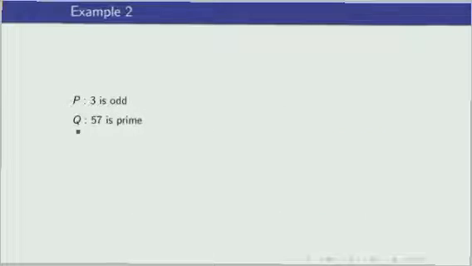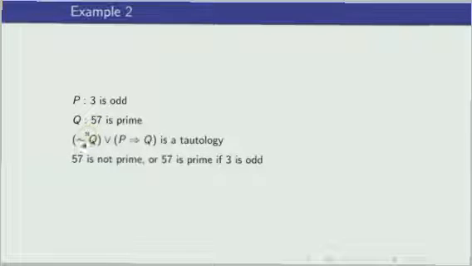If we take P to be the statement that 3 is odd and Q is the statement 57 is prime, we've seen that not Q or (P implies Q) is a tautology. So this means that in sentence form, we have that. Hence, not Q, so that's 57 is not prime, or P implies Q, so we have 57 is prime if 3 is odd. Recall that if you just have the word if, this is the premise, so we are correct.